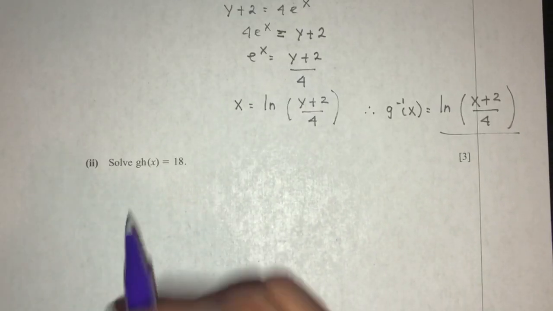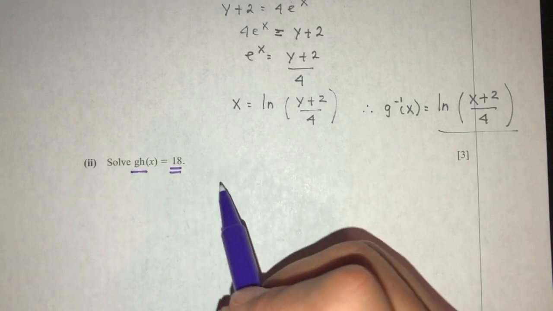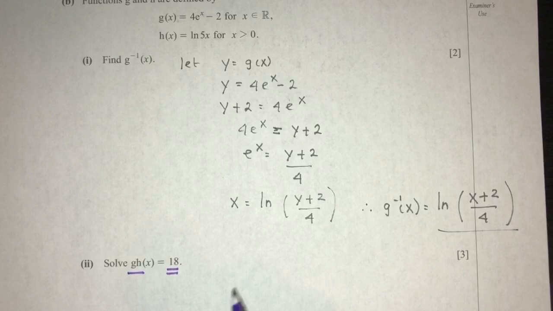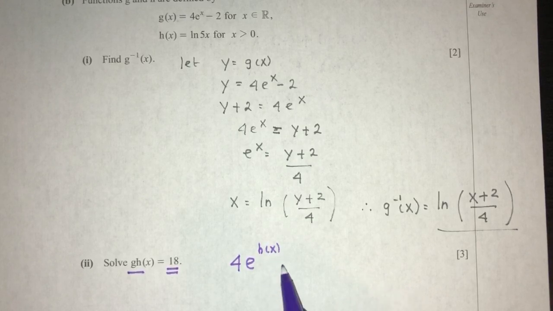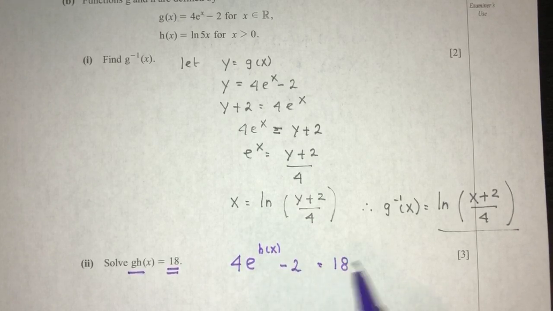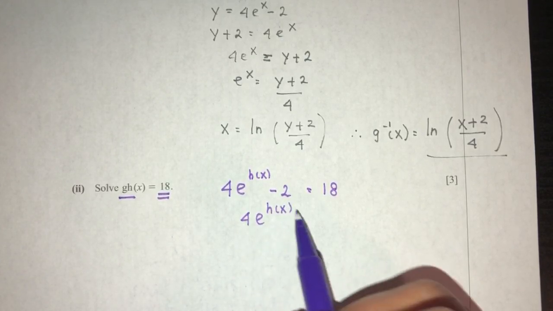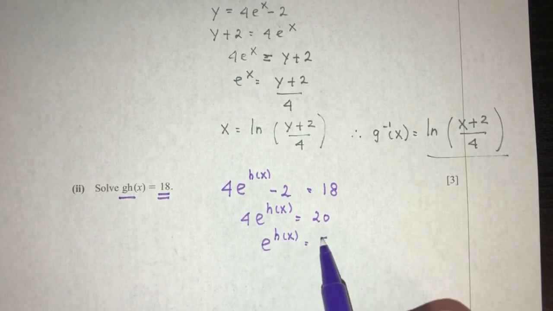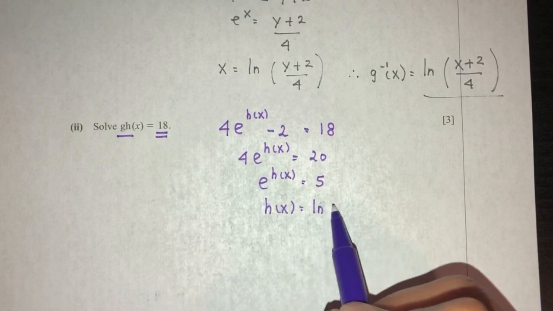Now for this one, let's solve this. We have to find the value of x for which we have this. So pretty simple. First, we have g of h of x. Replace the value of h of x inside of g. So you will have 4 exponential h of x minus 2 equal to 18. So you will have 4 exponential h of x equal to 20. Exponential h of x is equal to 5. And finally, h of x is equal to ln 5.